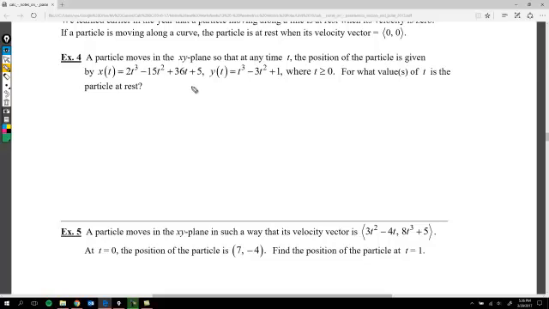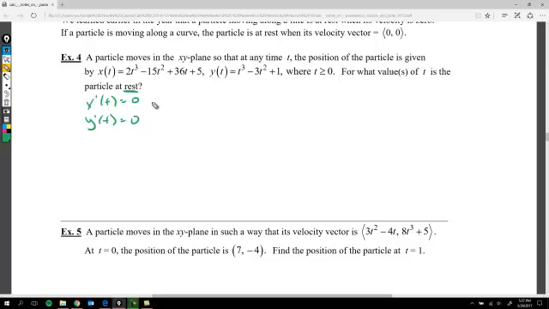Okay, now they're asking when is my particle at rest. So they give us a lot of position information here. They say that t has to be greater than or equal to 0. They ask us when this is at rest. Well, I know that a particle is at rest when its velocity is 0. That means it's not moving in either direction. So I need x prime of t to be 0, and I also need y prime of t to be 0.